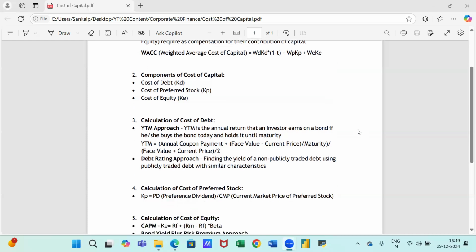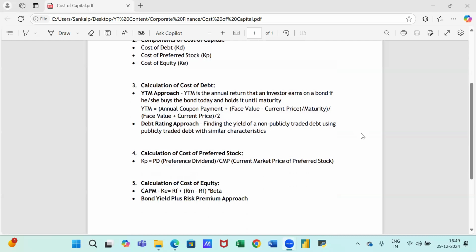So first, coming to the calculation of cost of debt. We basically have two approaches in order to calculate the cost of debt. First is the YTM approach. So what is YTM? YTM is the annual return that a bond investor earns if they buy the bond today and hold it until maturity. So there are two ways of calculating this YTM. One is using a financial calculator, put in the number of years of maturity, the face value, the current price, present value, and you'll get the yield or YTM. Another way is an approximation formula, which we can use in order to calculate YTM.